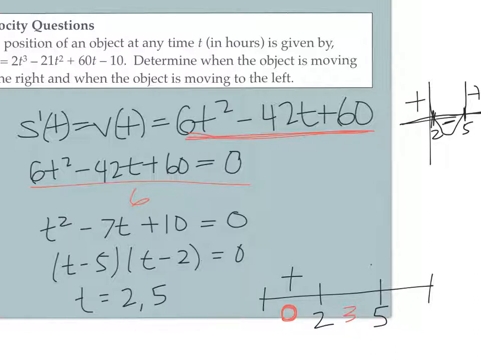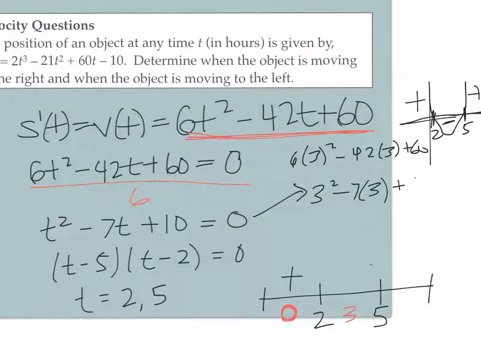I don't necessarily need to get the actual answer, but I think about what it would be if I plugged 3 in for t. If I did 6 times 3 squared minus 42 times 3 plus 60. Or you could use this expression down here, which is easier: 3 squared minus 7 times 3 plus 10. And I just think about if it's positive or negative. That one's a lot easier to look at, because that would just be 9 minus 21, which is negative 12, plus 10 is negative, so it's a negative number.